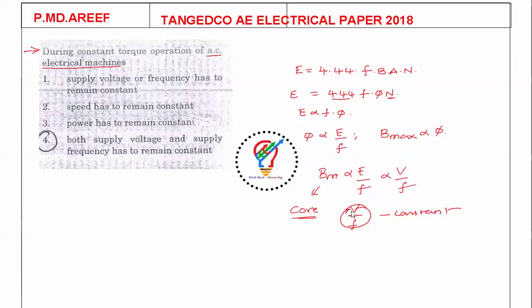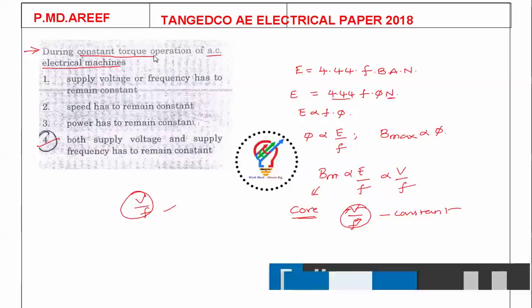You can vary the frequency, you can vary the voltage for control purposes, in any electrical machine. So both supply voltage and supply frequency have to remain constant in ratio. So the ratio of V by F should remain constant for any electrical machine operation. Okay, that is also for constant torque operation here.